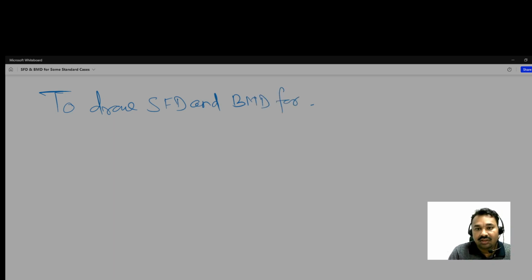Now our task is to draw the SFD and the BMD for the simply supported beam with UDL over the length.